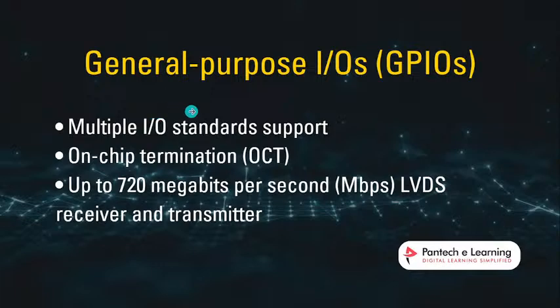And our FPGA board has general purpose pins, like 484 pins, and we can transfer data from the pins at up to 720 Mbps. We can send and receive data from the IO pins.